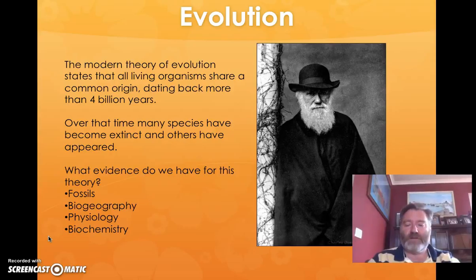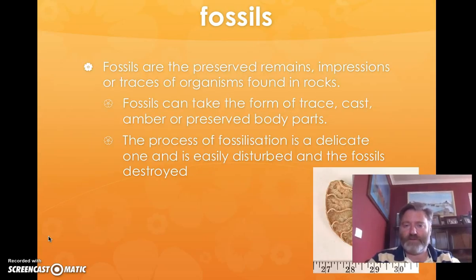So here's the man, Mr. Darwin, Dr. Darwin. Yeah, he's a PhD, I think. The modern theory of evolution states that all living organisms share a common origin dating back around the 4 billion year mark. And over that time, many species have become extinct, and others, of course, have appeared. And we have quite a bit of evidence for this.